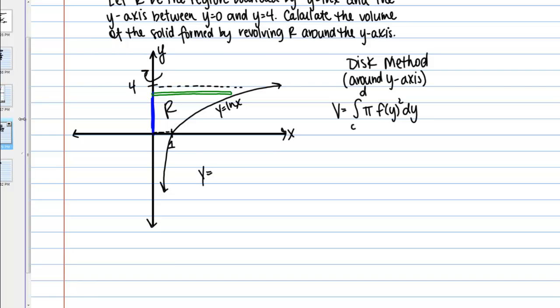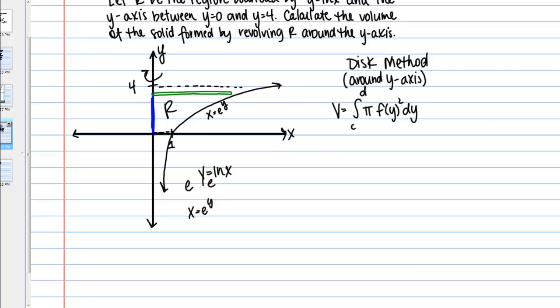So out to the side, we can just take this y equals natural log of x and solve it for x. In this case, I'm going to have to do that by using an e on both sides. So I end up with x equals e to the y. So instead of writing y equals natural log of x, I can also describe this curve as x equals e to the y.